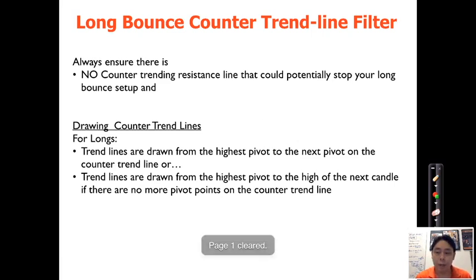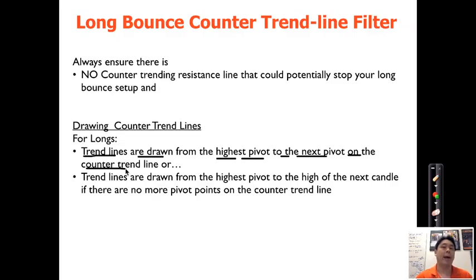Okay, so how do we draw these counter trend lines? For long trades, the trend lines are drawn from the highest pivot to the next pivot on the counter trend line. Now, what the heck's a pivot? I gotta explain pivot in a while, so just hanging there, right? Now, if there's no second pivot, we draw the trend line from the highest pivot to the high of the next candle, if there are no more pivot points on the counter trend line, all right? So I know you may be thinking, what's a pivot? All right, hang in there, let me just explain what a pivot is. And we'll get back to this, all right?